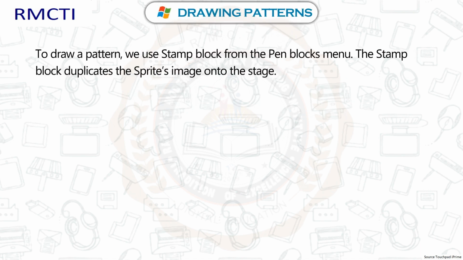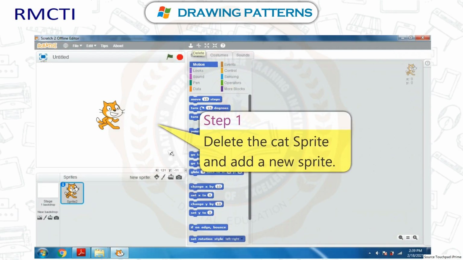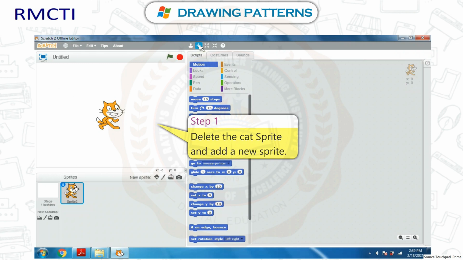To draw a pattern, we use Stamp Block from the Pen Blocks menu. The Stamp Block duplicates the sprite's image onto the stage. To draw a pattern, follow these steps. Step 1. Delete the cat sprite and add a new sprite.